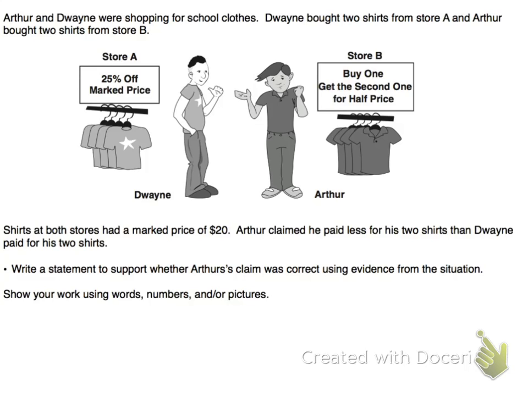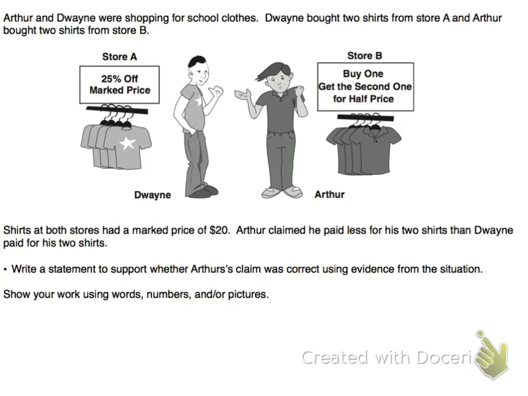It says that Aurther and Dwayne were shopping for school clothes. Dwayne bought 2 shirts from store A and Aurther bought 2 shirts from store B. It says that shirts at both stores had a marked price of $20. Aurther claimed he paid less for his 2 shirts than Dwayne paid for his 2 shirts. Sounds like they're having a little bit of an argument over who got the best deal. Aurther thinks he got the better bargain. He paid less for the same shirts.